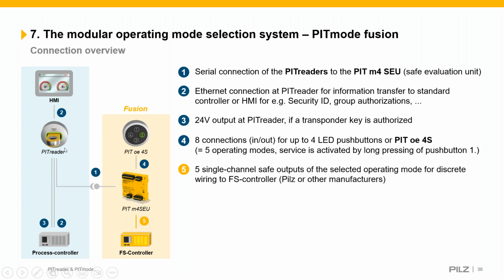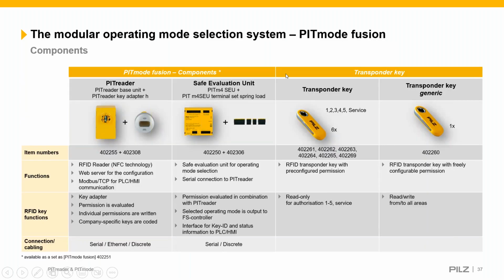And as discussed earlier, if the operating mode that's selected by the keypad marries with what's on the key, then the safe evaluation unit will output that to the controller. So this is where it's orange and it's safe. This is where it's blue and it's security. We also then have our PIP mode fusion. These are the components that are used within that. Again, I'll leave that for you for handouts and to look at in the future.